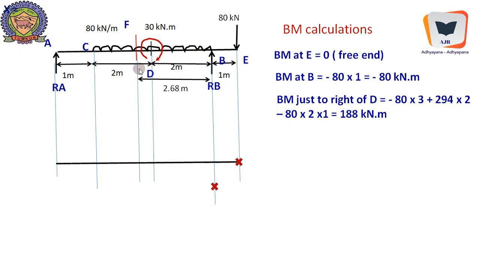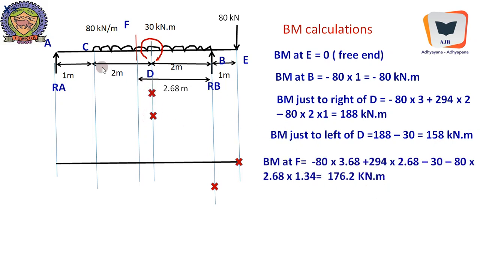Therefore it is 80 into 3 plus the reaction into 2, that is 294 into 2, minus 80 into 2 into 2 by 2. That becomes positive 188 kilonewton meter. It goes somewhere over here. Now bending moment just to the left of D, 188 till then, minus 30, because this is a clockwise bending moment, which will make the portion of the beam hog. So there is a reduction in bending moment value. It is also shown over here.